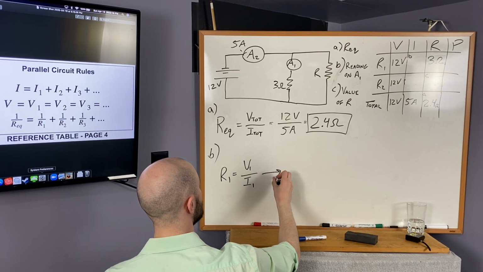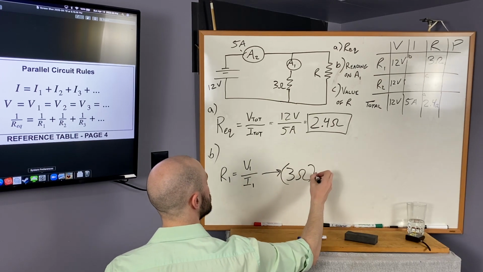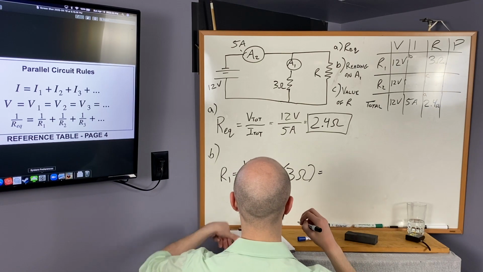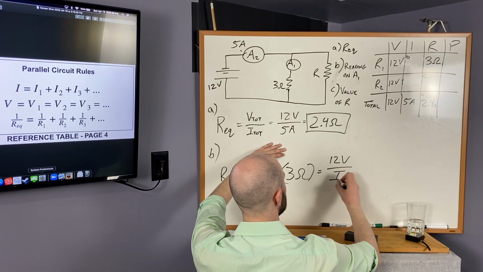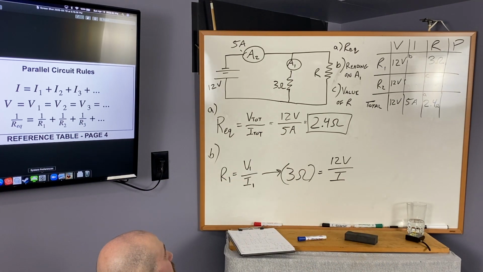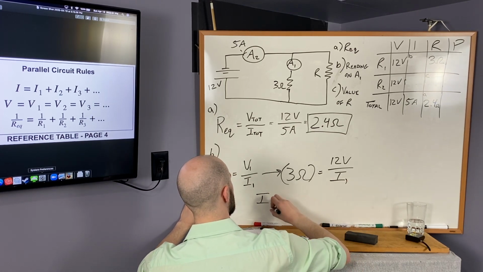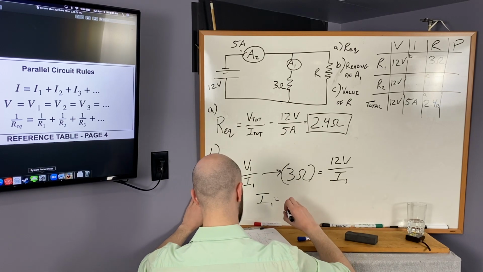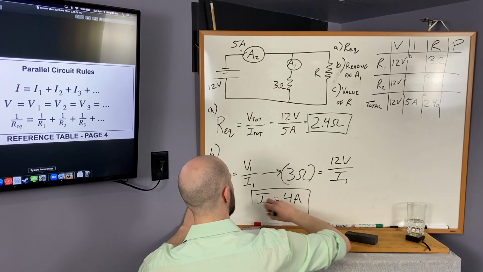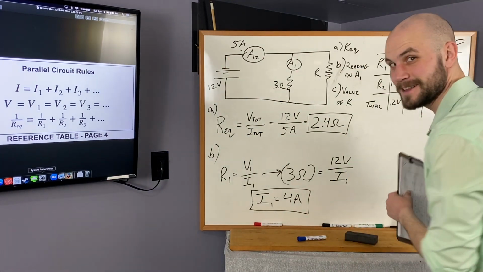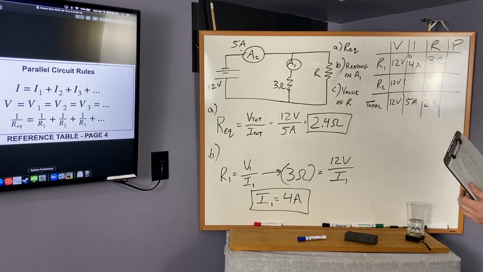Okay. So the value of R1 is given to be 3 ohms. The voltage across, we filled that in already, is 12 volts. And we want to find the current. Okay. So figuring it out using our algebra, the current I1 through branch 1 is going to be equal to 4 amps. 12 divided by 3 is 4. Fill it in. Boom. Okay.